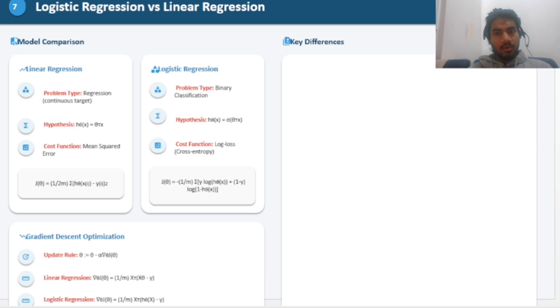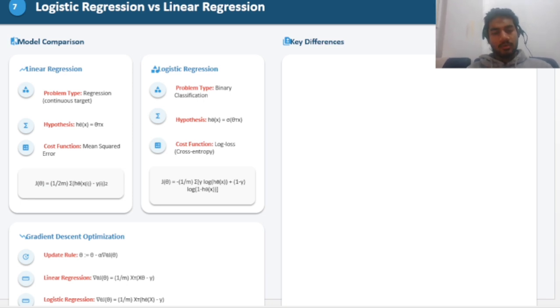And now we'll talk about gradient descent in both. Both algorithms use gradient descent to update parameters by minimizing the cost function. The only difference is the cost function itself. Linear regression minimizes squared error and logistic regression minimizes log loss. Both are simple, fast and widely used in machine learning. This is all about question number 7.